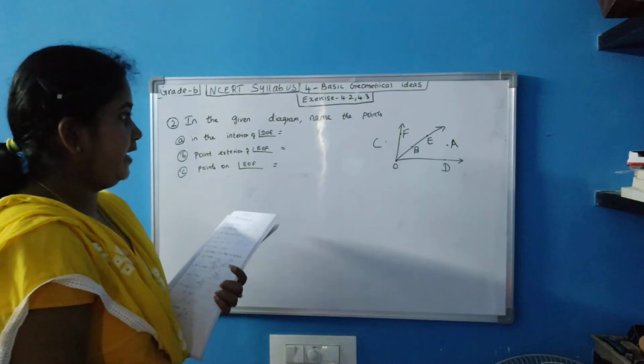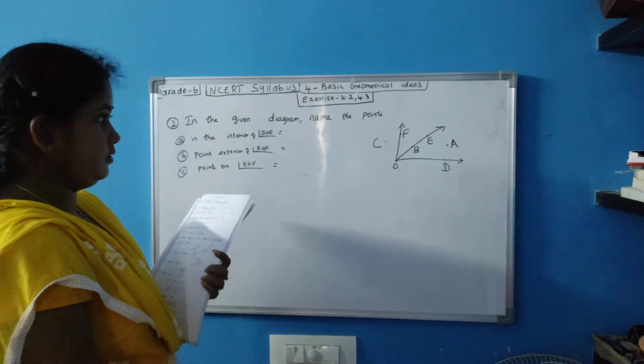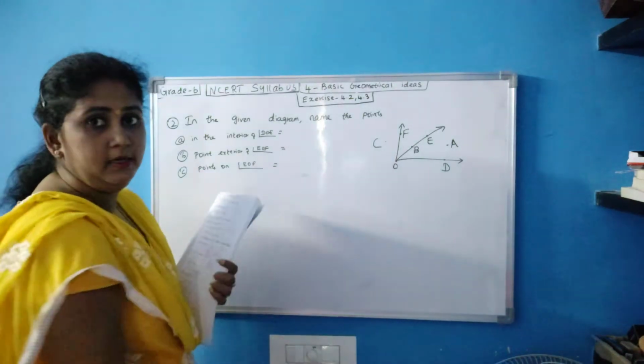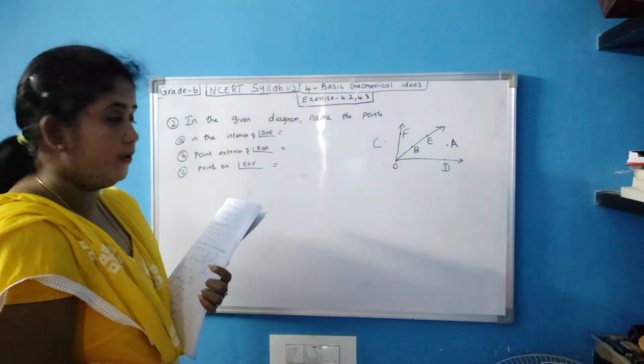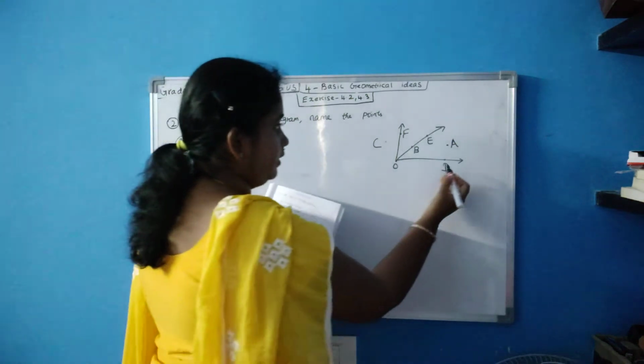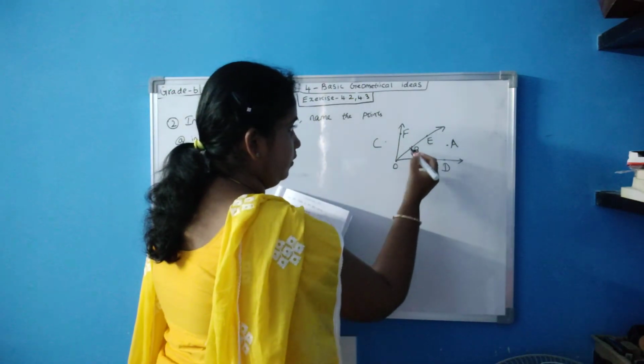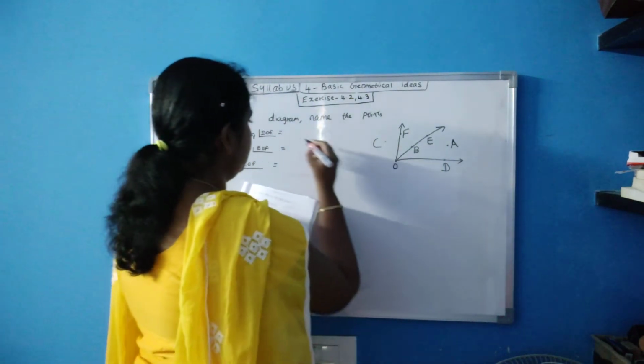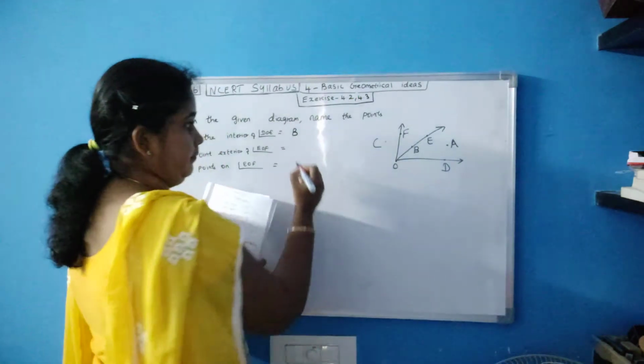In the given diagram, name the points. So this is your diagram given. In that you have to name the points in the interior of angle DOE. Where is DOE? What is the interior point? B. So your point is B.